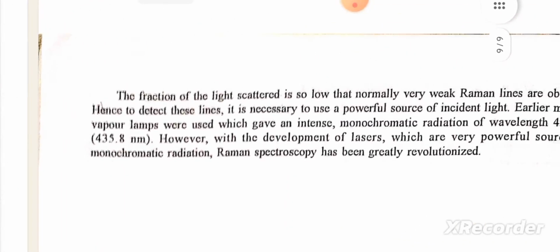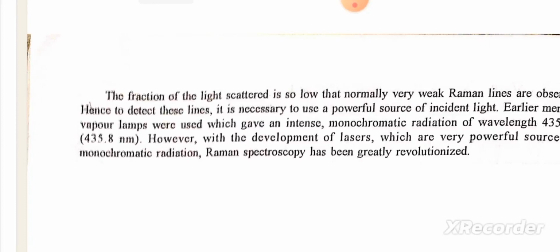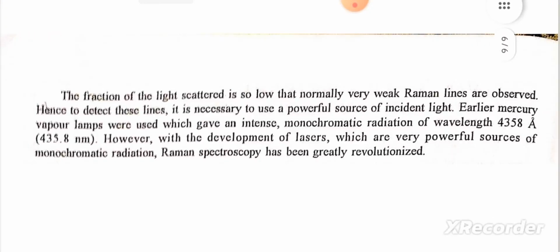The fraction of light scattered is so low that normally very weak Raman lines are observed. Hence, to detect these lines, it is necessary to use a powerful source of incident light. Earlier, mercury vapor lamps were used, which gave an intense monochromatic radiation of wavelength 4358 angstrom, that means 435.8 nanometer. However, with the development of lasers, which are very powerful sources of monochromatic radiation, Raman spectroscopy has been greatly revolutionized.